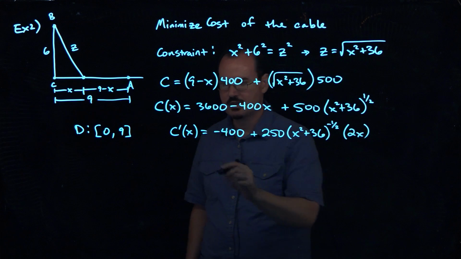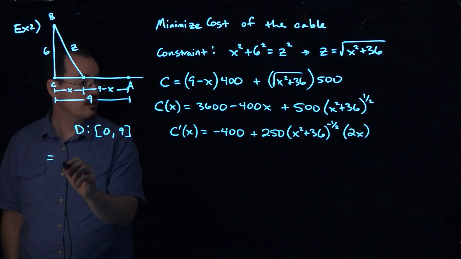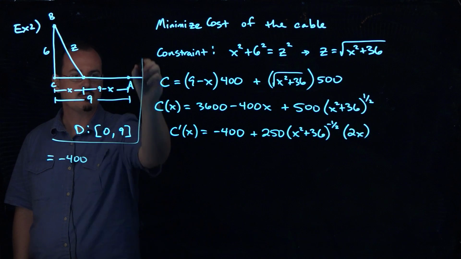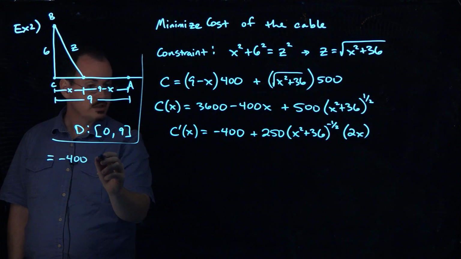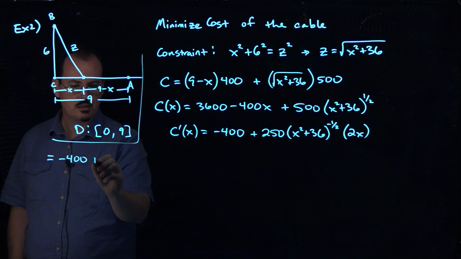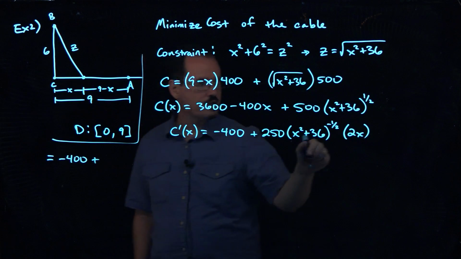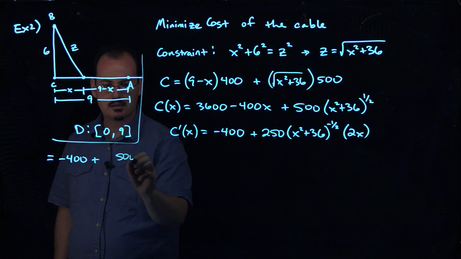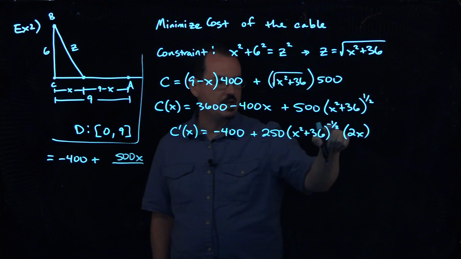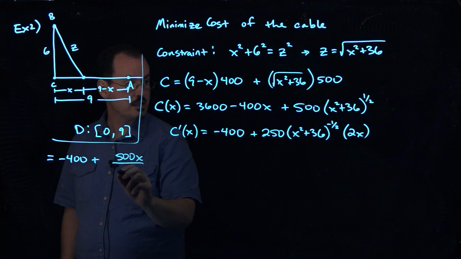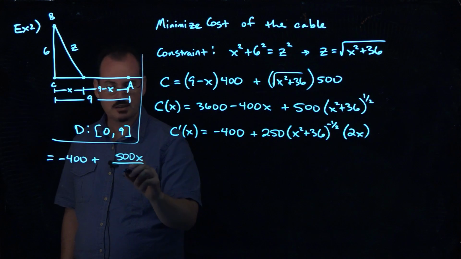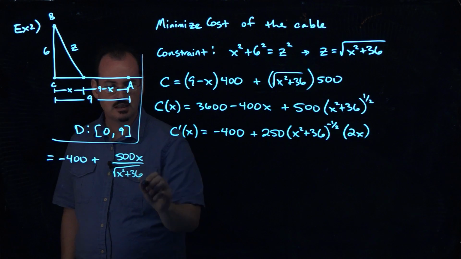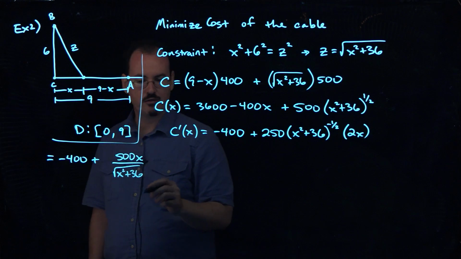Okay, so let's rewrite this function a little bit. I'm going to have to write a lot on here, so let's try to squeeze this in. We'll get minus 400 plus 250. In fact, let's go ahead and multiply the 250 and the 2 here. That's 500x, so we'll have a 500x. And then in the denominator, since that's a negative exponent, we can move it down. So that's x squared plus 36 to the positive 1/2, which is the same thing as the square root of x squared plus 36. Okay, so there's the derivative of the cost function.